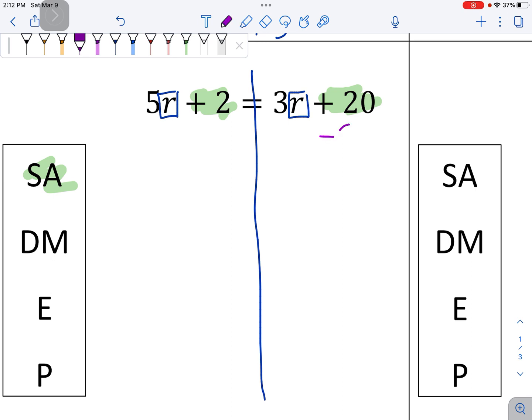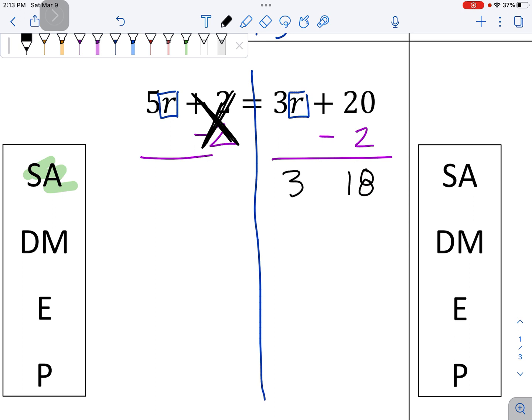Do I want to minus 20 from both sides and get a negative number right there? Not really. So what about if instead I subtract 2 from each side? If I subtract 2 from each side, these 2's cancel out. And on the other side, 20 take away 2 is 18. We still have the 3 r's plus, and on the other side, 5r.